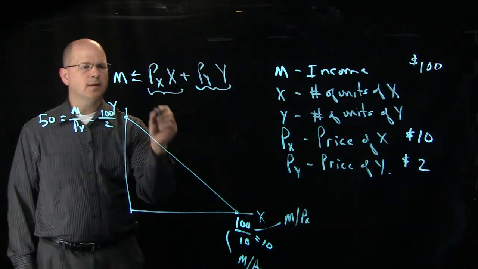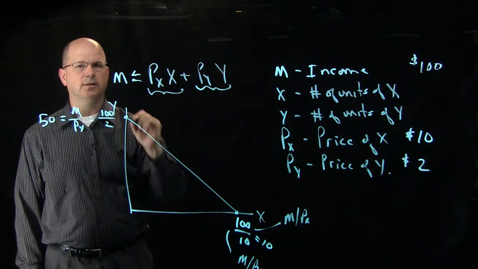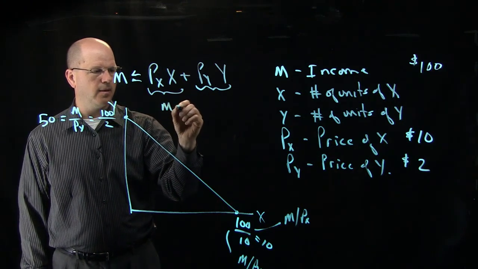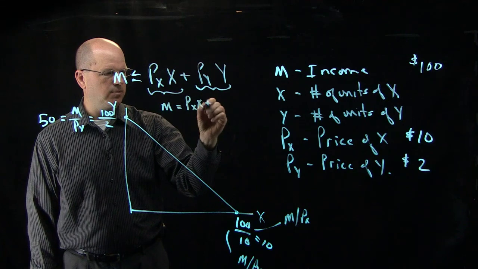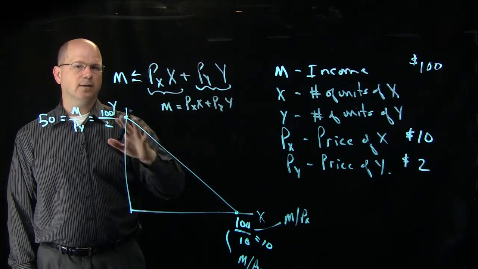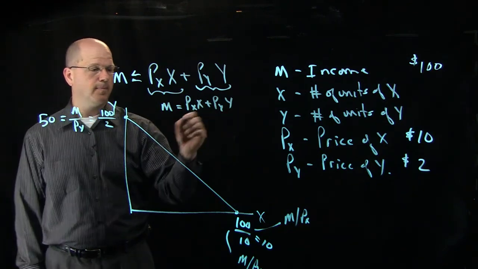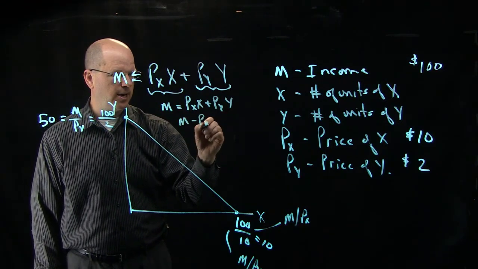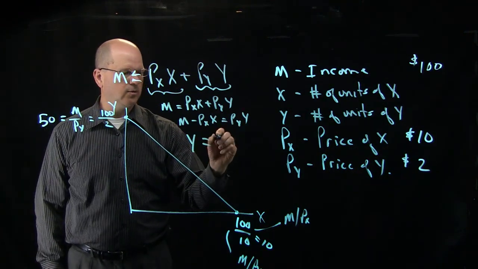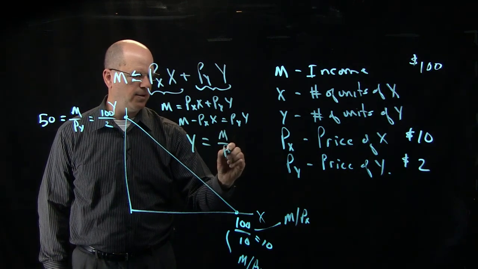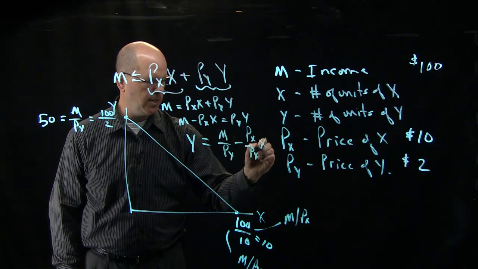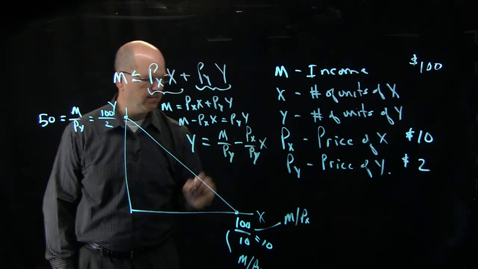Okay. And let's look at this equation a little bit and do some algebra here. So if I take m is equal to Pxx plus Pyy, and I want to rewrite this with y on one side, in y equals mx plus b form, right? So m minus Pxx is equal to Pyy. Y is equal to m divided by Py minus Px over Py times x. Y down there. Okay.